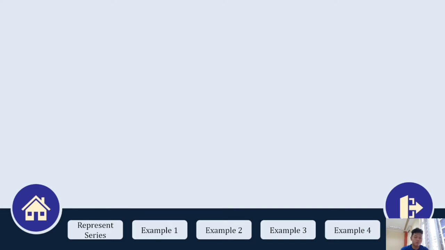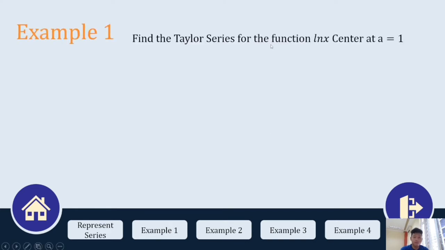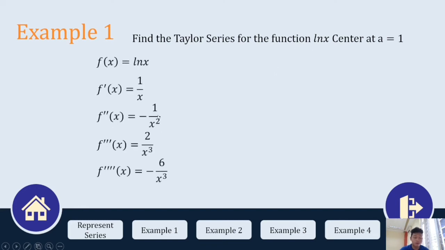So let's talk about example 1. Find the Taylor series for the function natural logarithm of x centered at a equals 1. In order to find the Taylor series for this function, first we need to find the first 4 derivatives of this function. The first derivative equals 1 over x. The second derivative equals minus 1 over x squared. The third derivative equals 2 over x cubed. The fourth derivative equals minus 6 over x to the fourth.